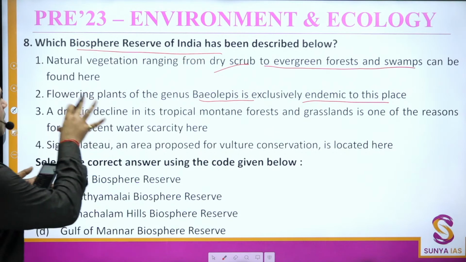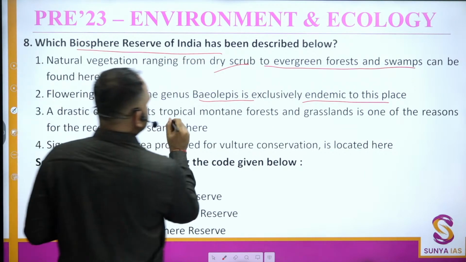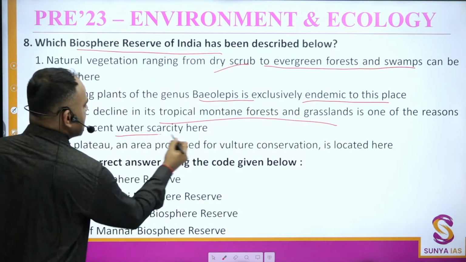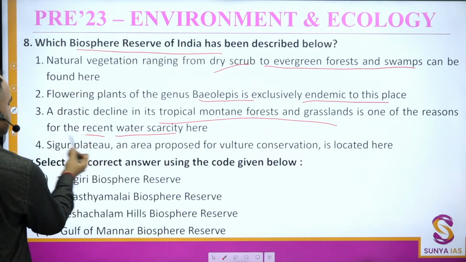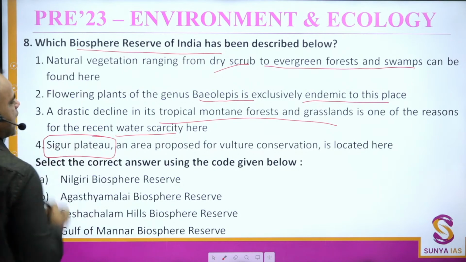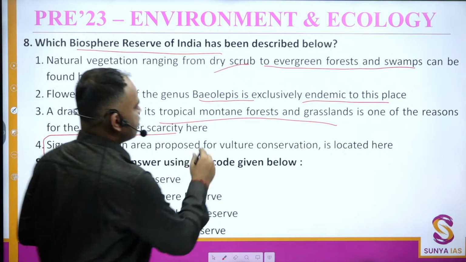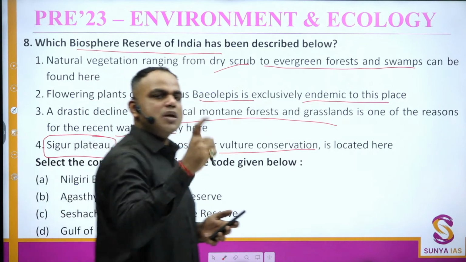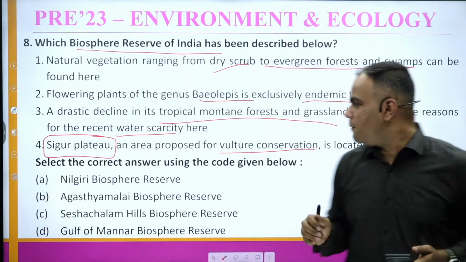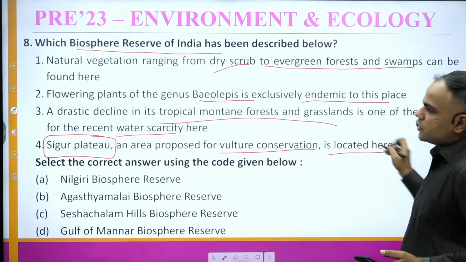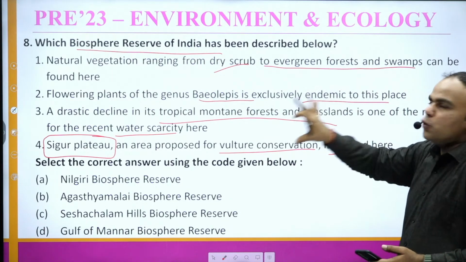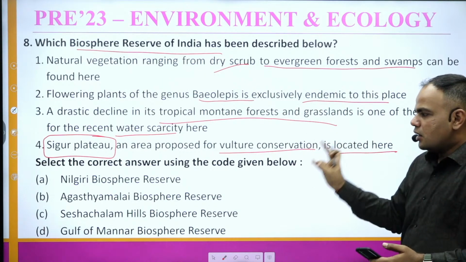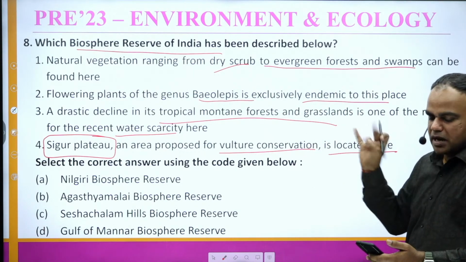So again, let's come back to this question. There has been a drastic decline in the tropical montane forests and grasslands, and there has been water scarcity here. But I think this part is a very good giveaway: Sigur Plateau, which is a proposed area for vulture conservation. We also have questions on vulture conservation in this test. So you have 4 different clues to arrive at your answer. Nilgiri, Agastyamalai, Sheshachalam, and Gulf of Mannar.